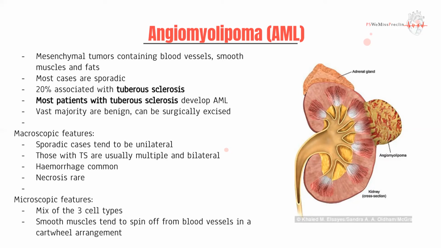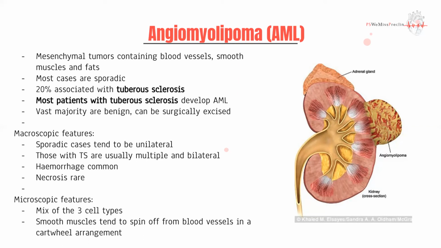Vast majority of them are benign and can be surgically excised with a relatively good prognosis. Macroscopic features usually tend to be unilateral. However, if it's associated with tuberous sclerosis, they can be multiple and bilateral, as you can imagine. Hemorrhage is common because it's highly vascularized, because one of the components of the tumor is angio, or blood vessels. And necrosis is rare. Microscopically, you see a mix of all the three cell types that we talked about.